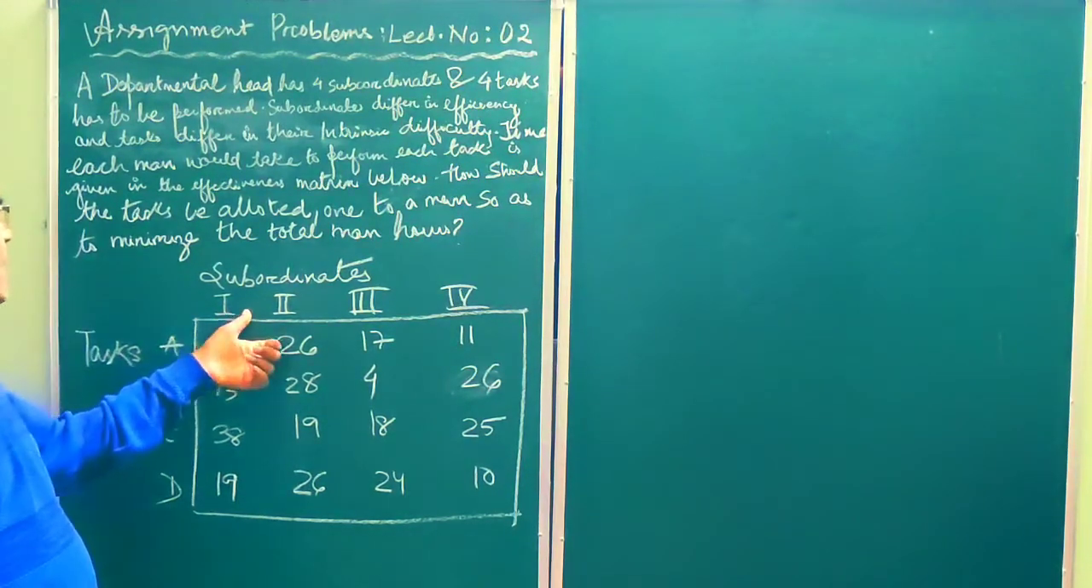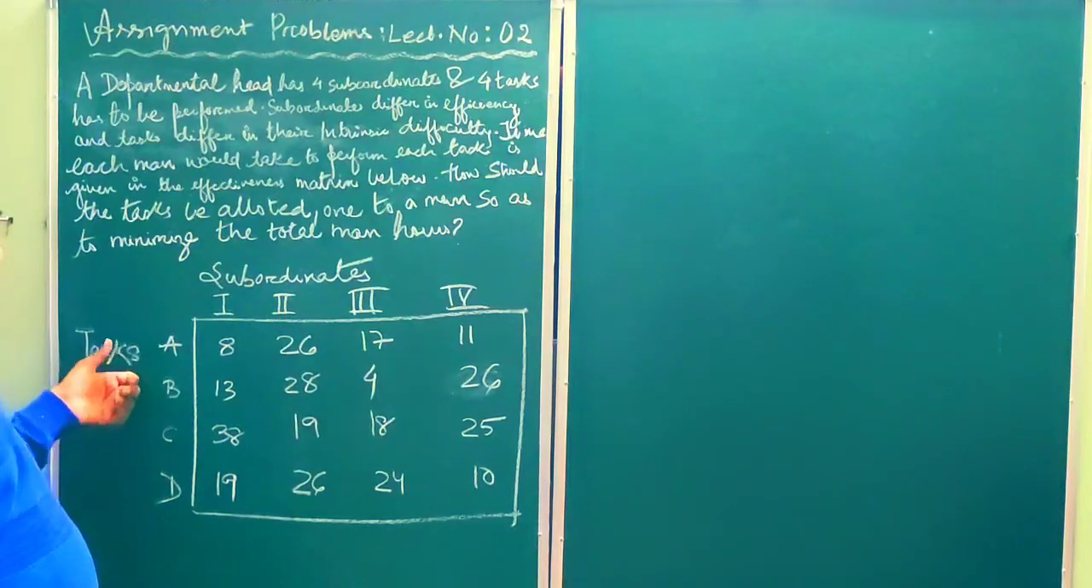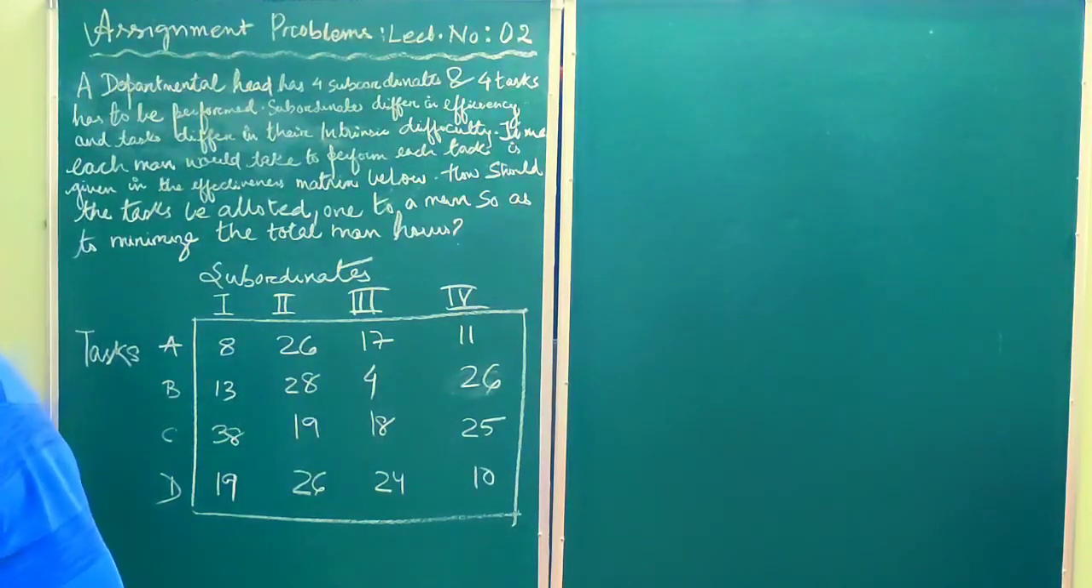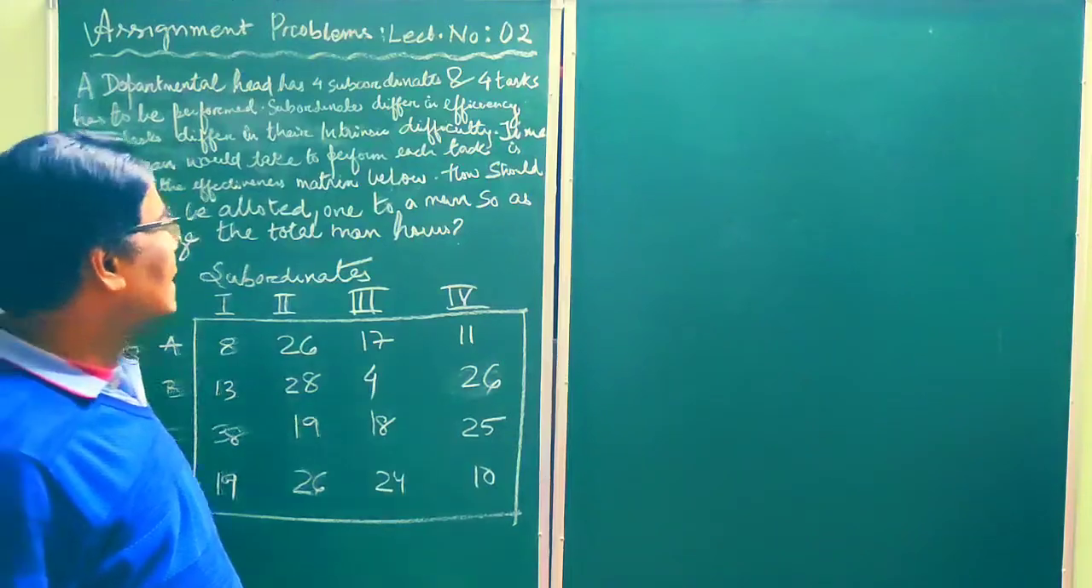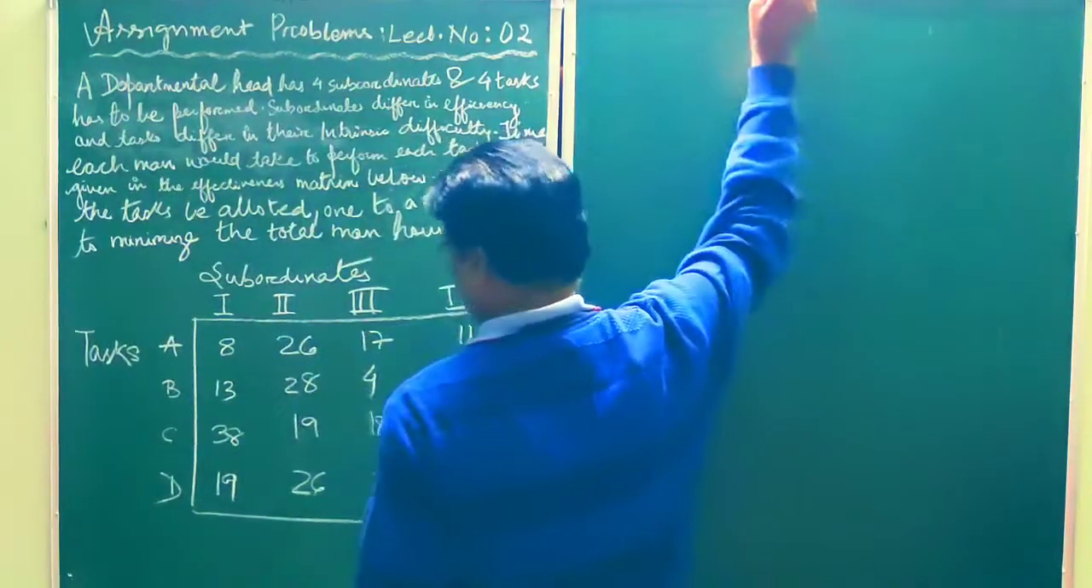Here subordinates first, second, third, fourth. Tasks A, B, C, D are given. So now let us solve the problem. Now, solution.